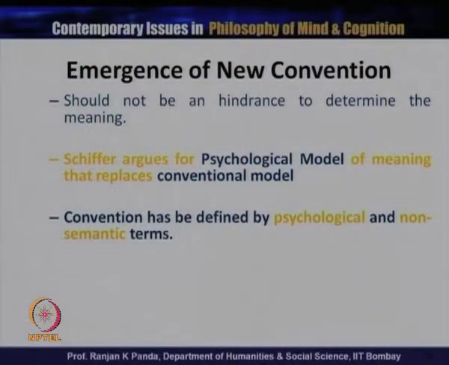Convention has been defined in psychological and non-semantic terms. So, Schiffer's notion of convention or the conventional meaning is to be defined with the help of certain psychological elements as well as with the help of certain non-semantic elements. Now, what is non-semantic about Schiffer's intention based semantics? And what is psychological about Schiffer's intention based semantics, particularly the psychological model that he is bringing into the discourse of meaning?